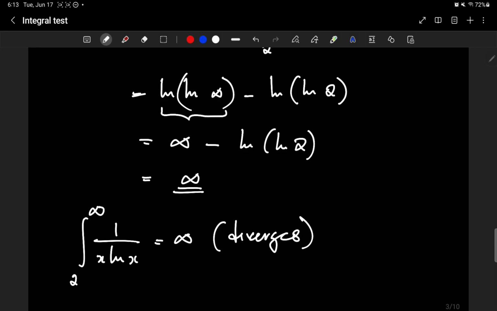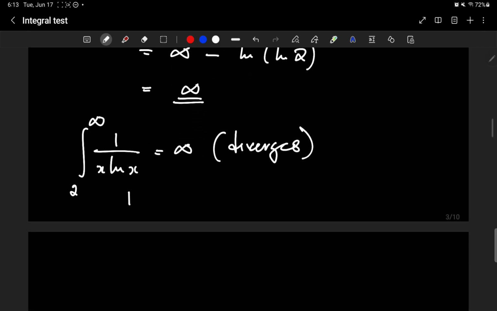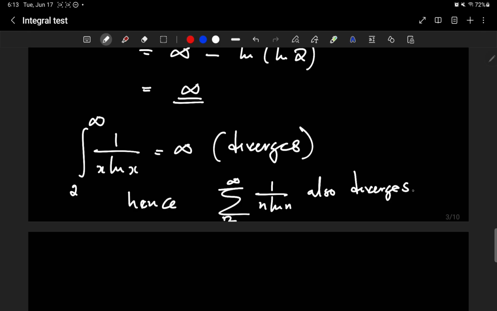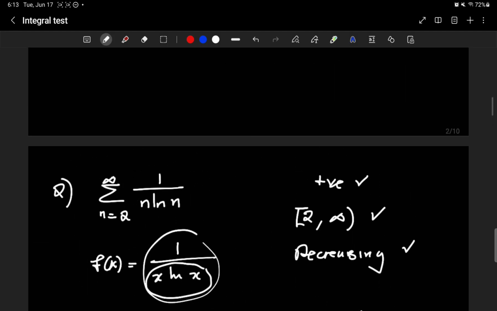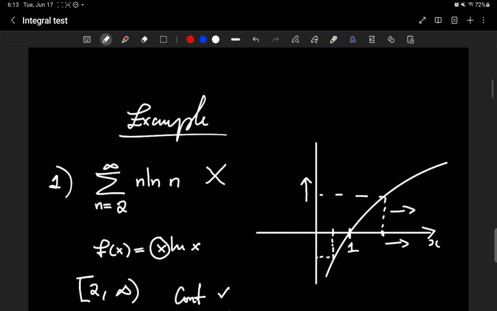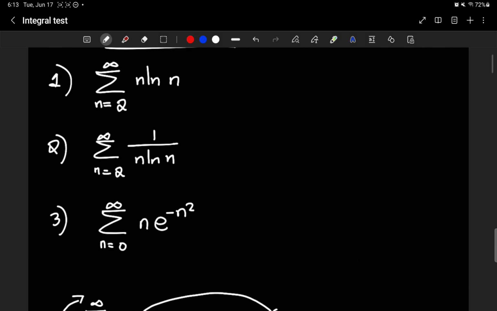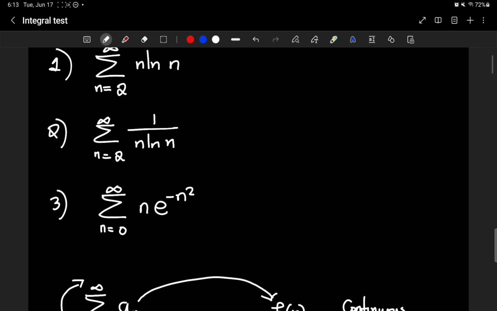So since this integral diverges, hence, even our series of 1 over n ln n also diverges. So remember, if the integral diverges, the series diverges. If the integral converges, the series also converges. Now let's check out the third example, and let's see how this one would work.